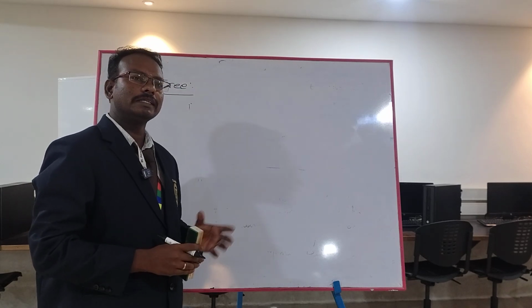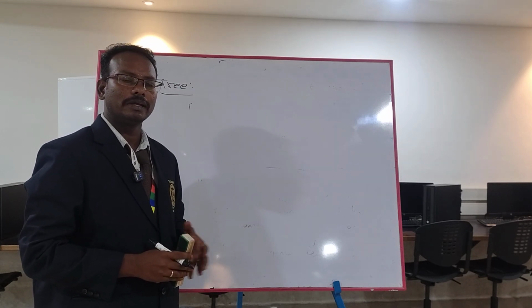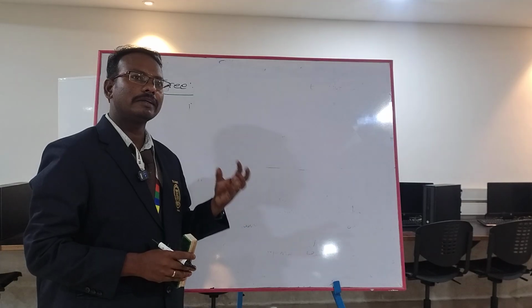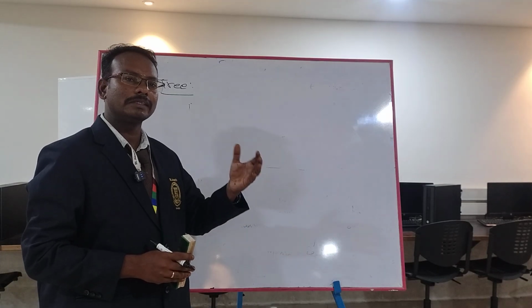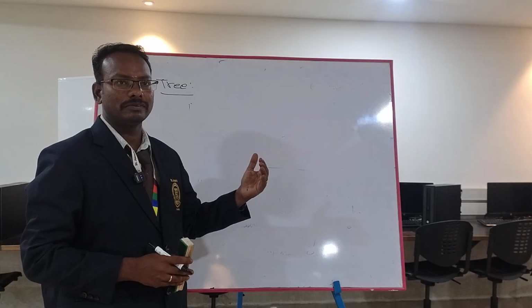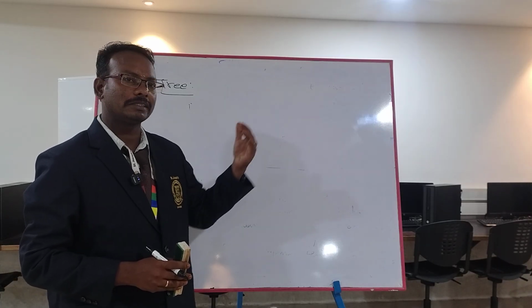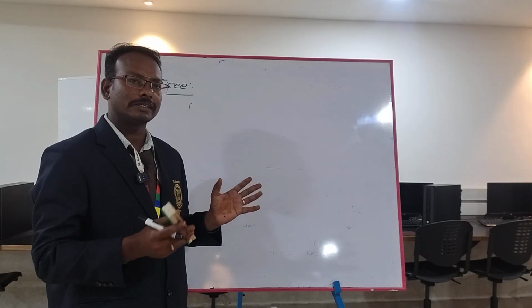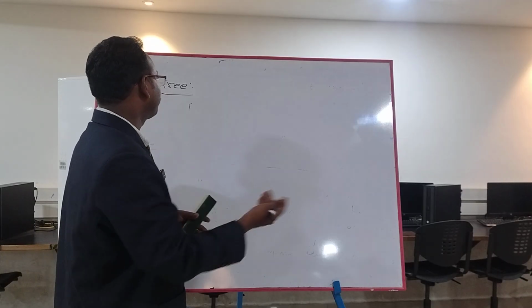What is a tree? A tree is a collection of nodes. It is a collection of some finite n number of nodes. They are arranged in some sort of order, for example, from the root to the leaf, like that. It is a finite collection of nodes that is a tree.